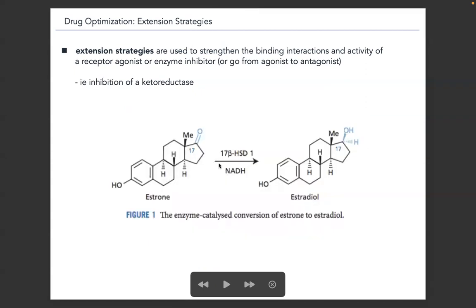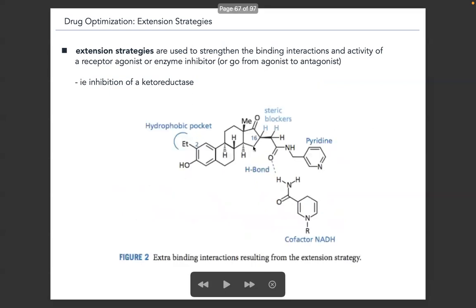Yeah, right. So this is another key one. If you have something that you want to inhibit, keto reductase, for example, this one is capable of reducing estrone to estradiol. What you'll start to do is use extension strategies that help reduce the activity of this enzyme by binding. Usually how you do that is you give it a steric blocker. Before, it didn't have this alkyl group on it, and so what you do is you put an alkyl group off of that.